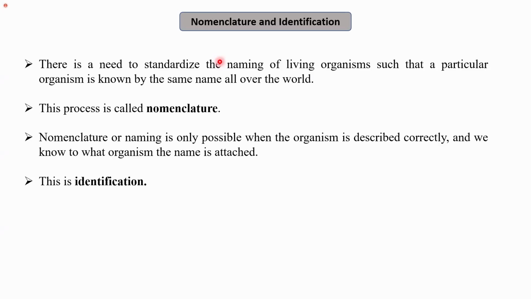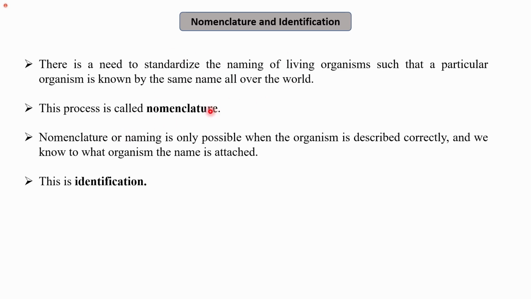Now, since we have so many living organisms present, it is very important to name them, right? For example, even in our house, if we have 5 members, we call them by different names. So it is really important to name them. The process of naming living organisms such that a particular organism is known by the same name all over the world is known as nomenclature.